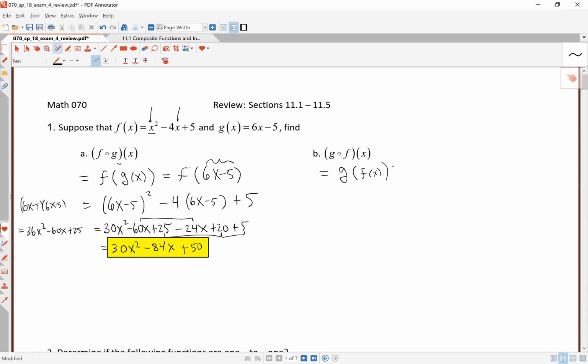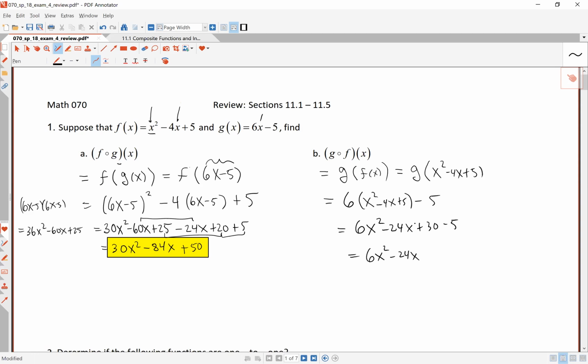If we go in the other order, where we put f of x into g, f of x is x squared minus 4x plus 5, and we're putting that into g. And g takes its inputs, multiplies them by 6, and then subtracts 5. We're putting in x squared minus 4x plus 5. This gives us 6x squared minus 24x plus 30 minus 5, which is 6x squared minus 24x plus 25. So in summary, composition of functions is putting one function into another function.